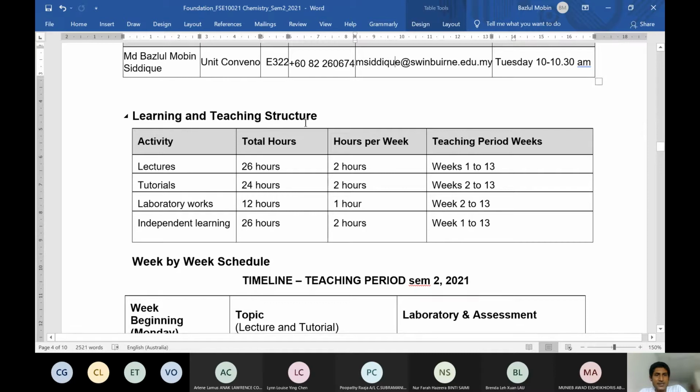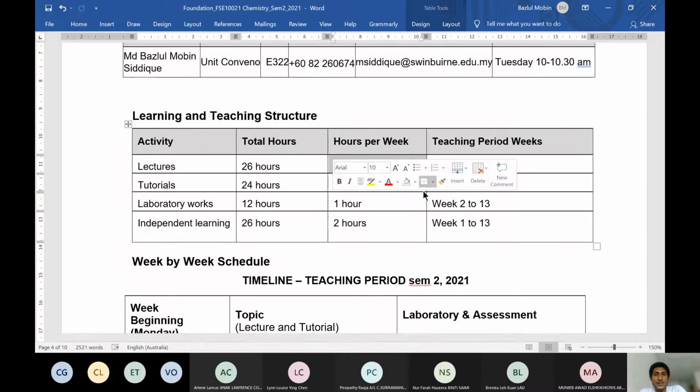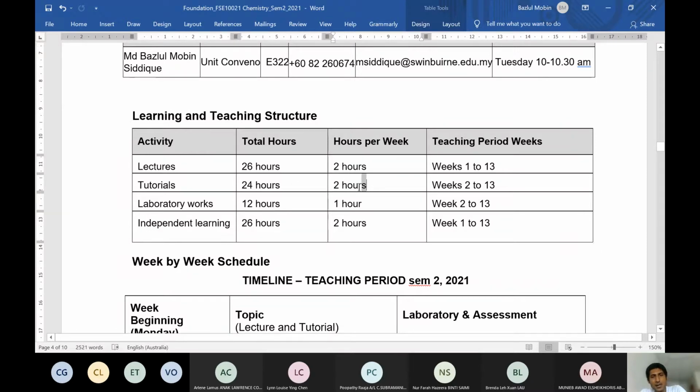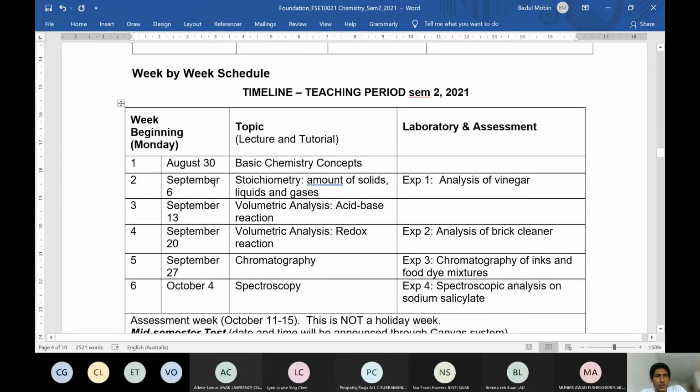So this learning and teaching structure for this unit is every week Monday, this time, we have 2 hours of lecture. And according to the timetable, I think on Thursday we have 2 hours of tutorial and lab 2 hours. Oh, sorry, it should be 2 hours, right? Almost every week we have 2 hours of lab. Oh, here it is. So week 1, there will be no lab. Only we will be talking about the basic concept of chemistry.